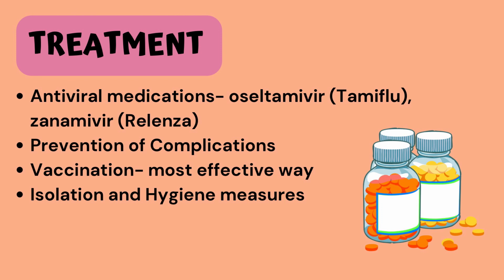Annual vaccination is recommended because influenza virus strains change from year to year. Isolation and hygiene measures. Individuals with influenza should stay home from work, school, and other activities until they are fever-free for at least 24 hours. Practice good respiratory hygiene such as covering coughs and sneezes with a tissue or the elbow and frequent hand washing with soap and water or alcohol-based hand sanitizer.